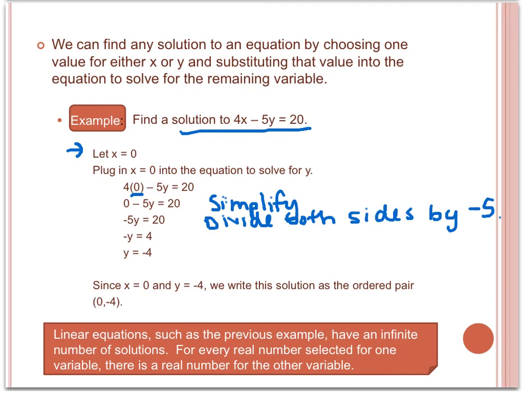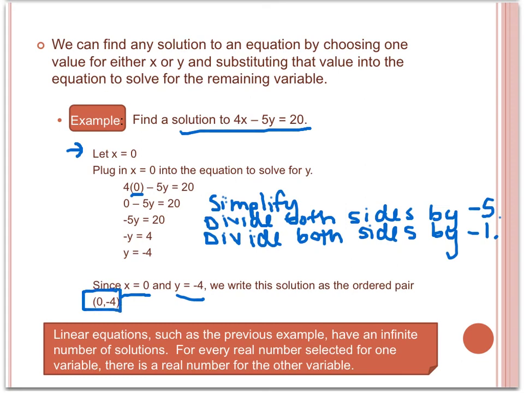To get rid of the negative 1 in front of the y, we again need to divide both sides by -1 this time. And what's left is y = -4. Since we started with x = 0 and we solved that y = -4, we write the solution as the ordered pair (0, -4).